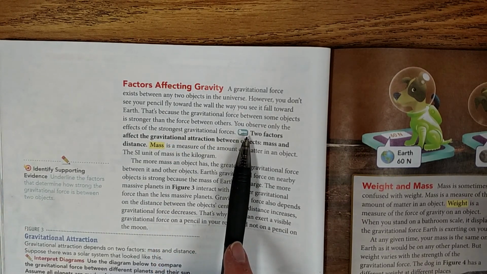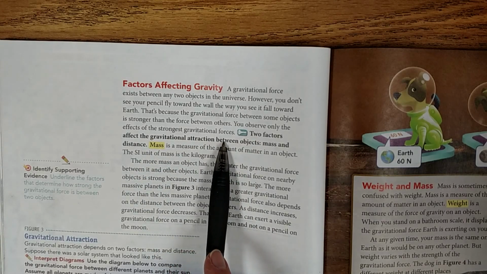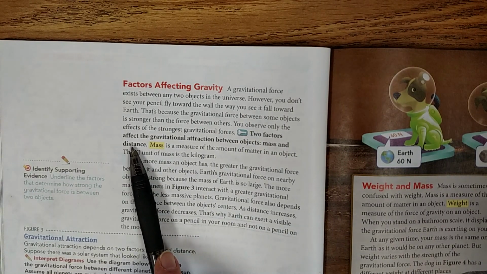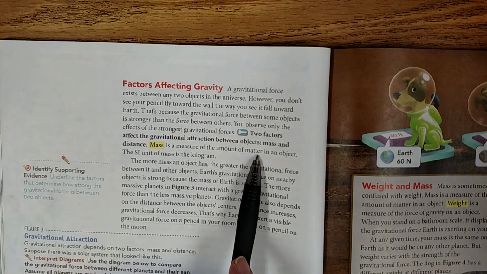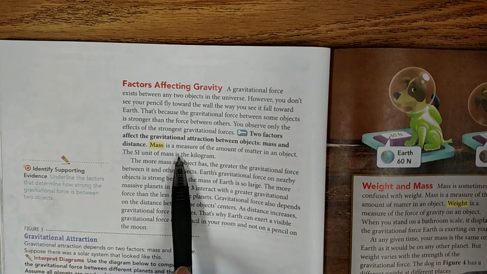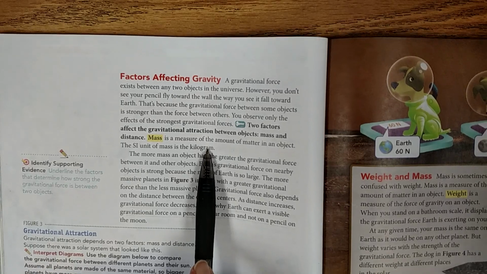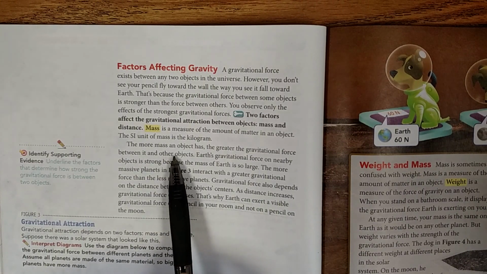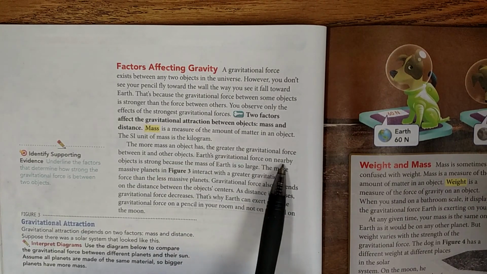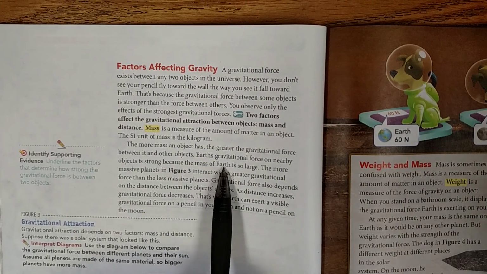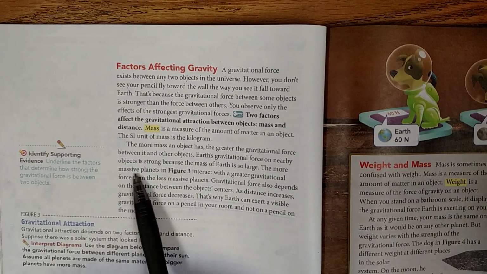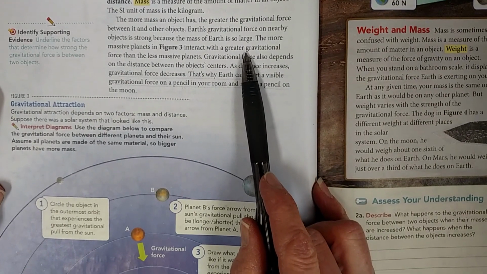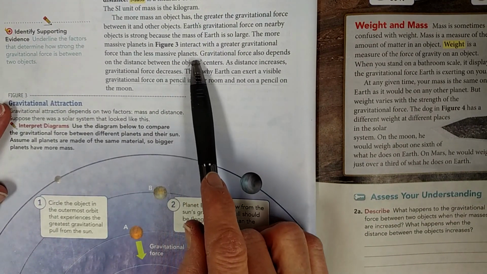Key concept here. Two factors affect the gravitational attraction between objects: mass and distance. Mass is a measure of the amount of matter in an object. The SI unit for mass is a kilogram. The more mass an object has, the greater the gravitational force between it and other objects. Earth's gravitational force on nearby objects is strong because the mass of Earth is so large. The more massive planets in Figure 3 interact with a greater gravitational force than the less massive planets.